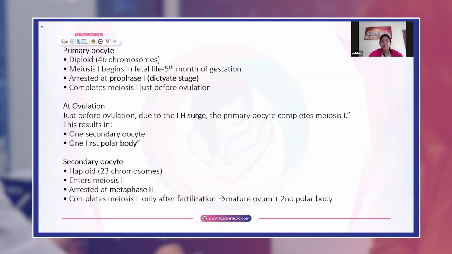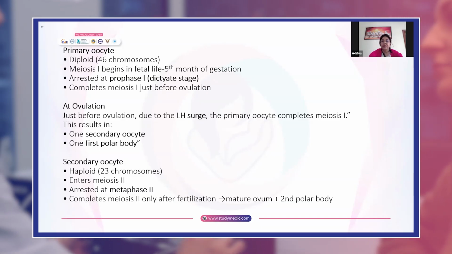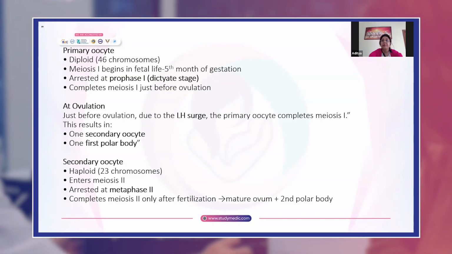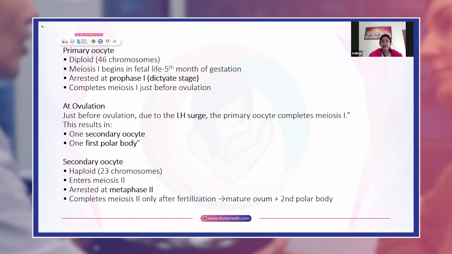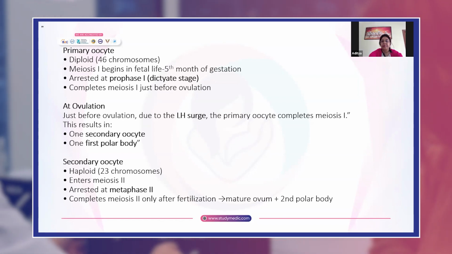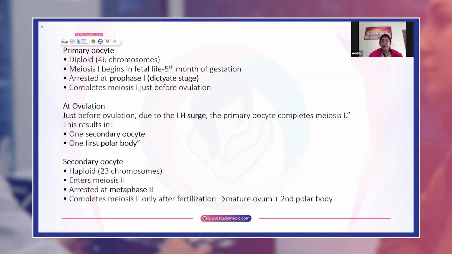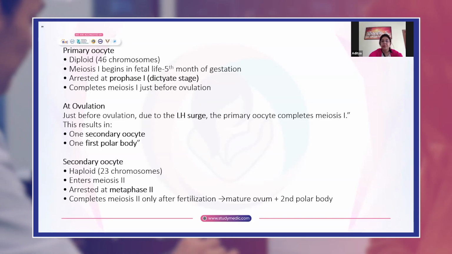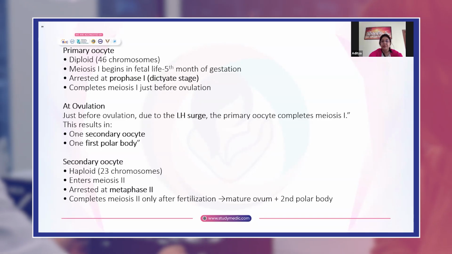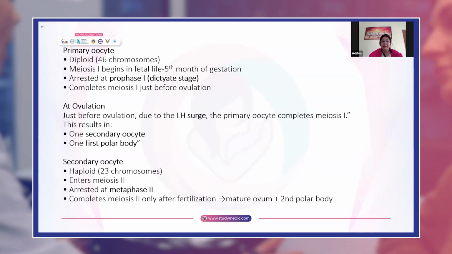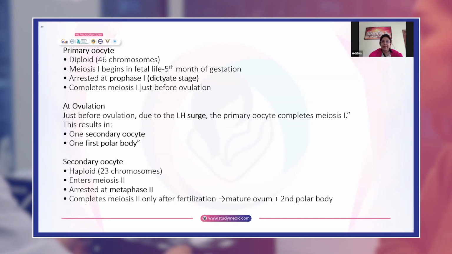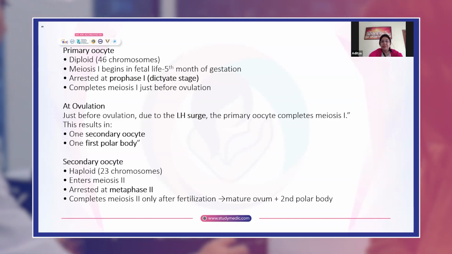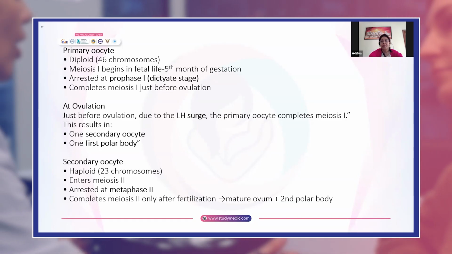Just before ovulation, due to the LH surge, the primary oocyte completes meiosis 1, resulting in the release of one secondary oocyte and one first polar body. The secondary oocyte is haploid, containing 23 chromosomes, and enters meiosis 2. However, meiosis 2 again gets arrested at metaphase 2. It completes meiosis 2 only after fertilization, with the release of the mature ovum and the second polar body.